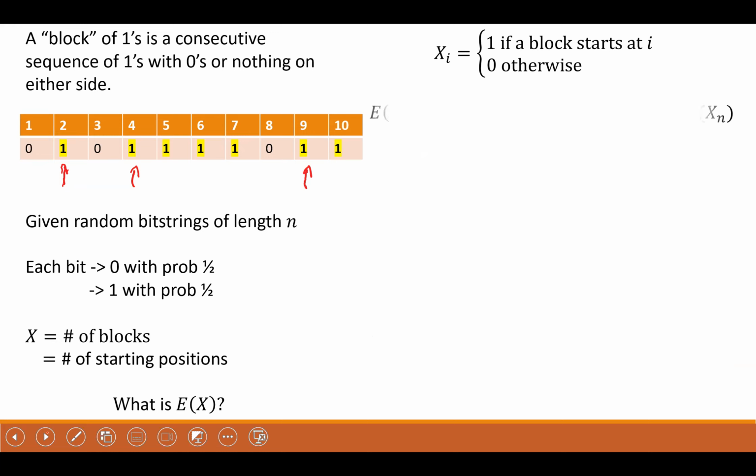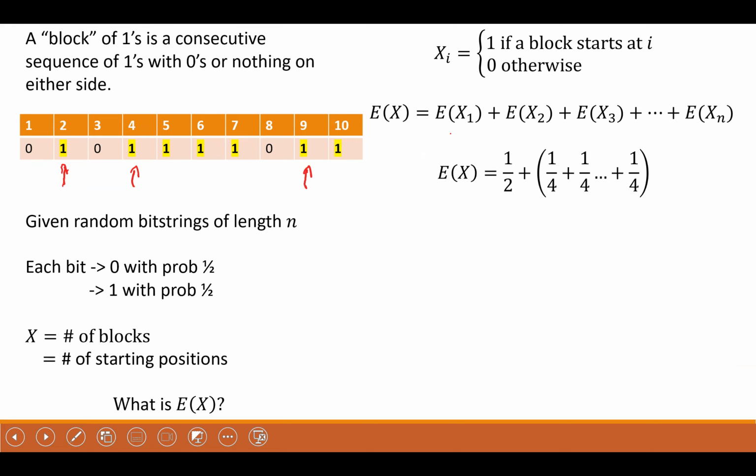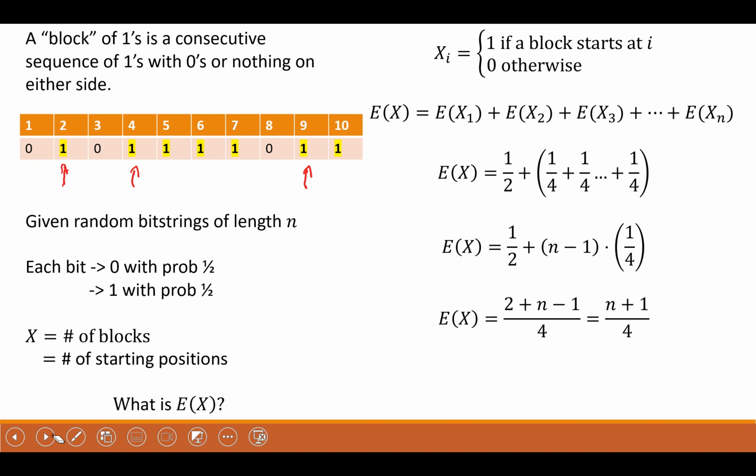I now have the expected value of all of my indicator random variables. So when I plug these in, I get, well, this is probability 1/2, and all of the rest of these are probability 1/4. Right? So this is 1/4 added to itself n minus 1 times, plus 1/2, and then I do some algebra, and I get (n plus 1) over 4. Okay, so the expected number of blocks, contiguous subsequences of ones, on average is going to be about a quarter of whatever n is. All right. Questions?